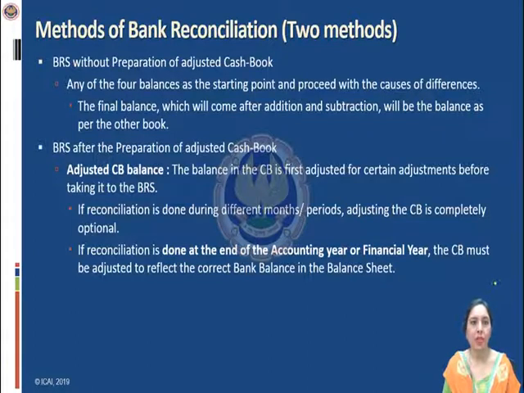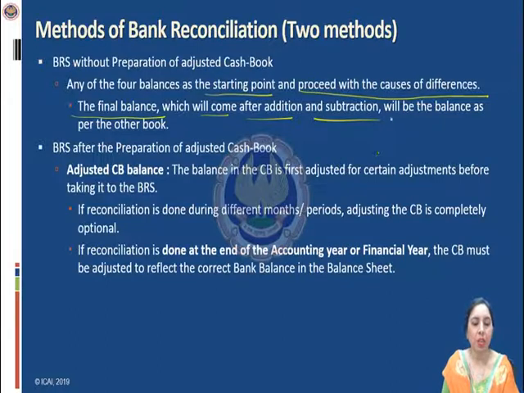First, we will discuss BRS without the preparation of adjusted cash book. As learned in the previous slides, the BRS can be started with any of the four balances as a starting point, and we can proceed with the causes of the difference. The final balance that we will get after the addition and subtraction of the items that are causing any kind of difference will be the balance as per the other book.